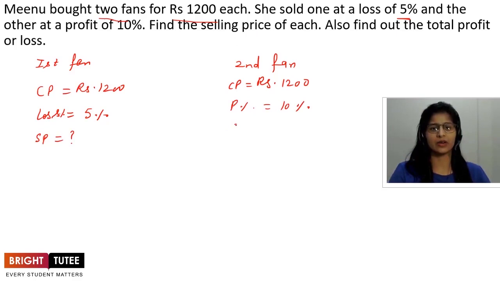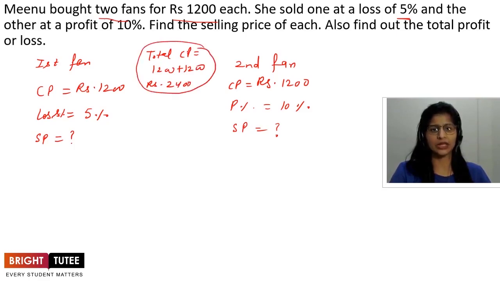We have to find the selling price of each of them, and we have to find the total profit or total loss. That means we will calculate the total cost price of both. We can see that the total CP for both of them is 1200 plus 1200, that is rupees 2400, right? This is one thing that we know already. Now to find the total selling price, before that they are asking the selling price of each. So we know the loss is how much? 5%.